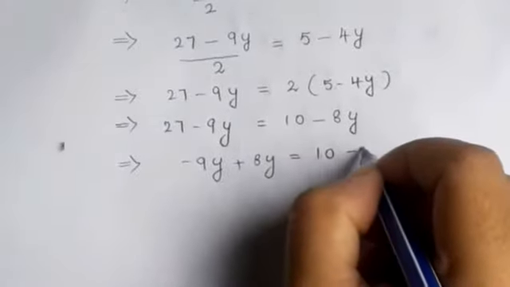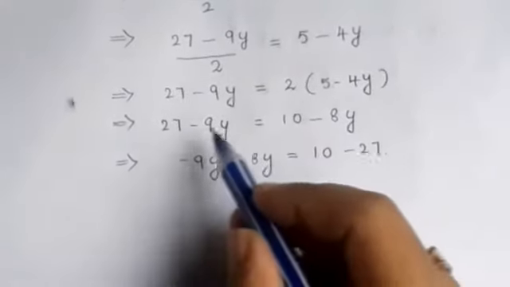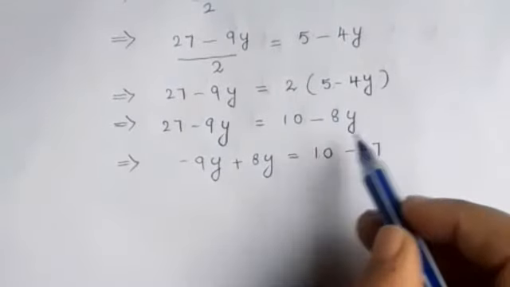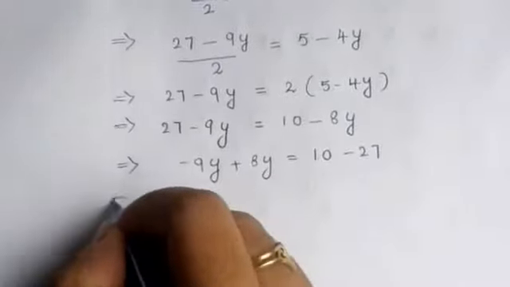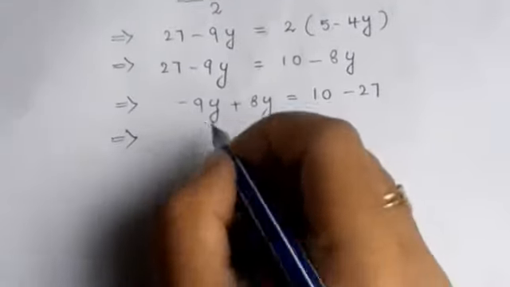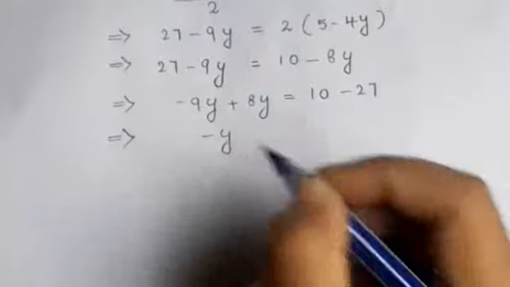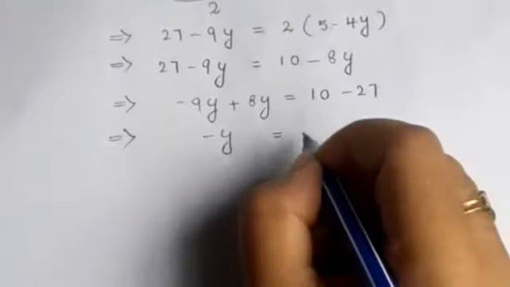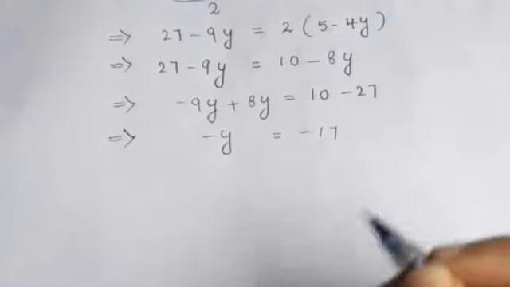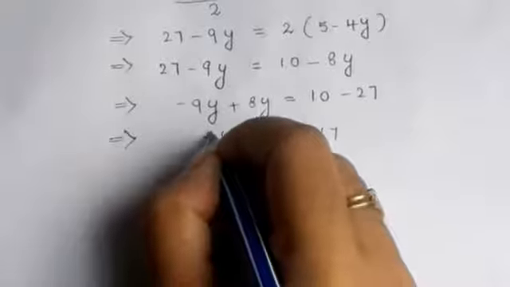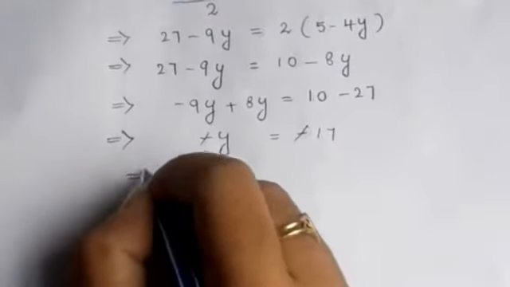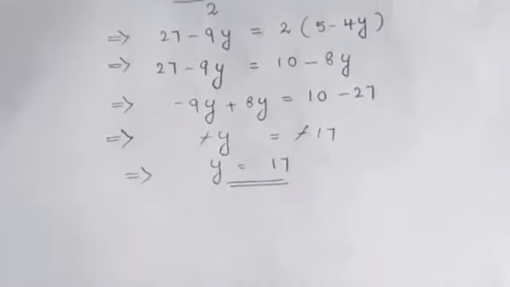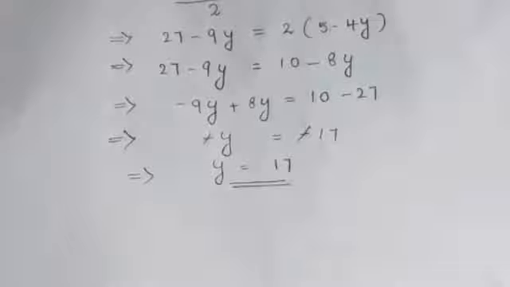27, when you transpose to the left side, it becomes minus 27. So we arranged the y variables on the LHS and numbers on the RHS. After that, add: minus 9y plus 8y. What is that? Minus y is equal to 10 minus 27. What is 10 minus 27? It is minus 17. Both sides have negative signs, so we can cancel them. So the final value of y is equal to 17. So you got the value of y.